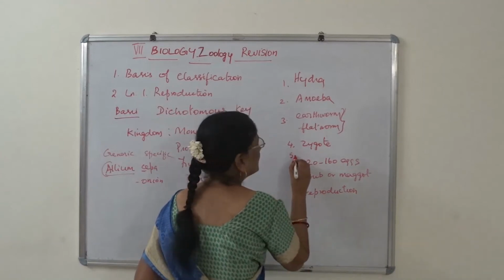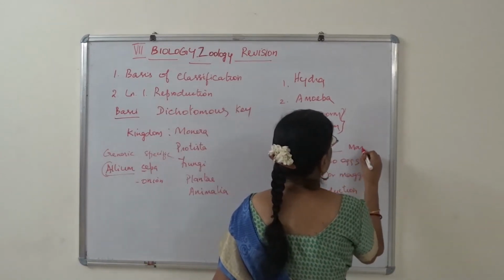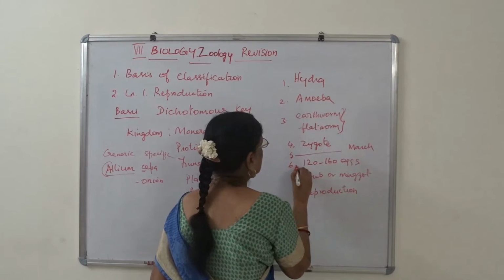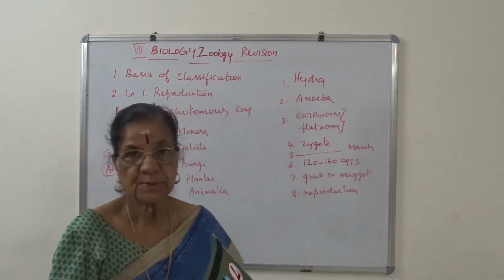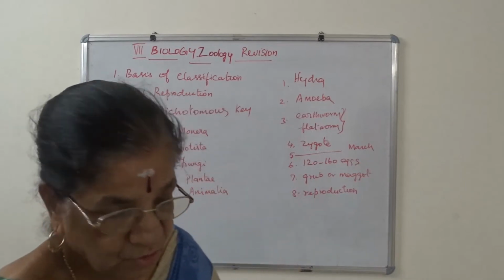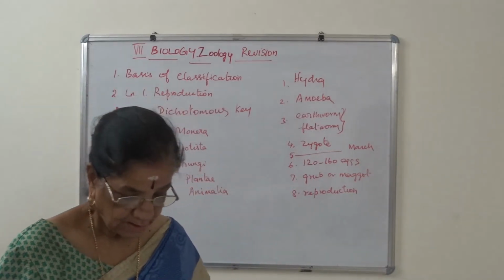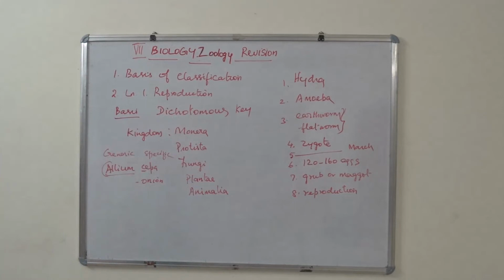Fifth one is March to October. Then 6, 7, 8. I hope you understand this. This is a fill-up. And then distinguish between sexual and asexual reproduction.